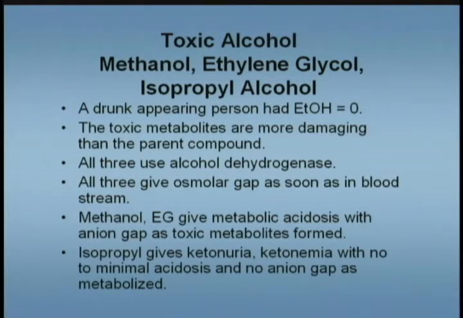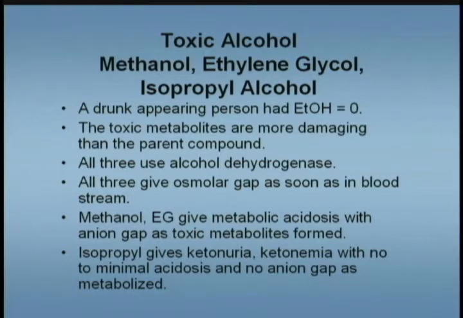Secondly, all three of these substances are metabolized by alcohol dehydrogenase, and they're metabolized into more toxic metabolites. So we're going to learn that if we can block alcohol dehydrogenase, then the toxic metabolites are not formed, and eventually the parent compounds, the methanol, ethylene glycol, and isopropyl alcohol, can slowly be removed from the body. Okay?